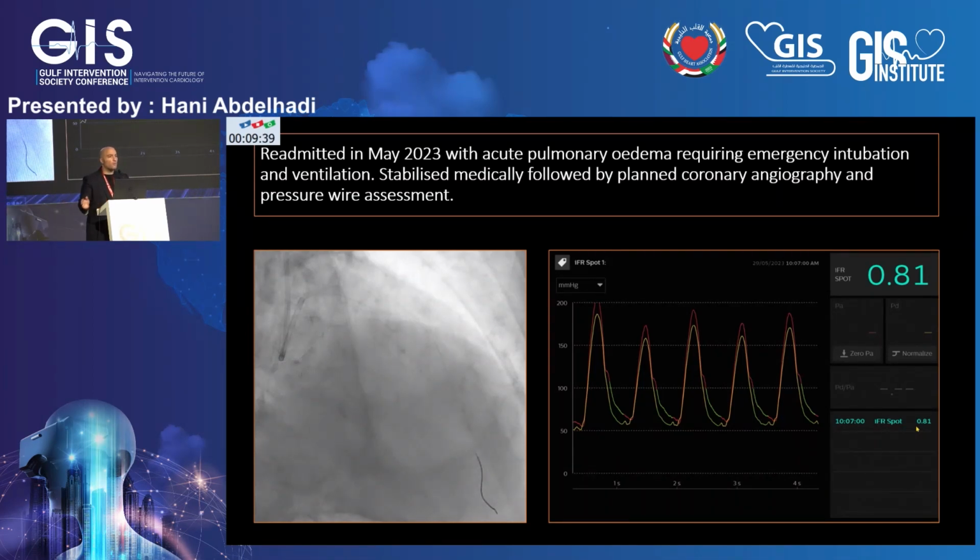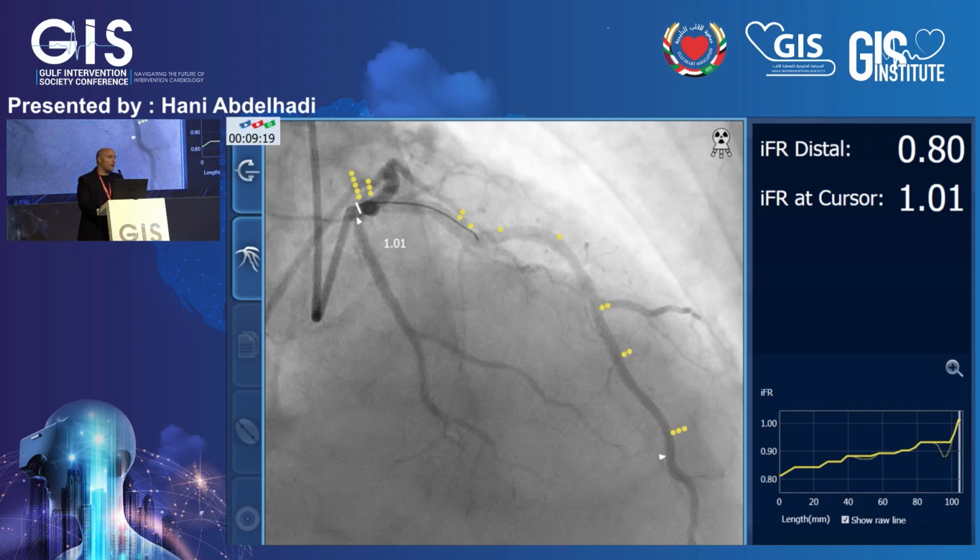This time we didn't take him straight to the cath lab. We said, hold off. We treated him medically, offloaded him, extubated him, and then took him electively to the cath lab. On this occasion, I thought, let's further assess this LAD. We did a pressure wire assessment, and the iFR distally is 0.81. So we do an iFR pullback, and this is the image that we get.